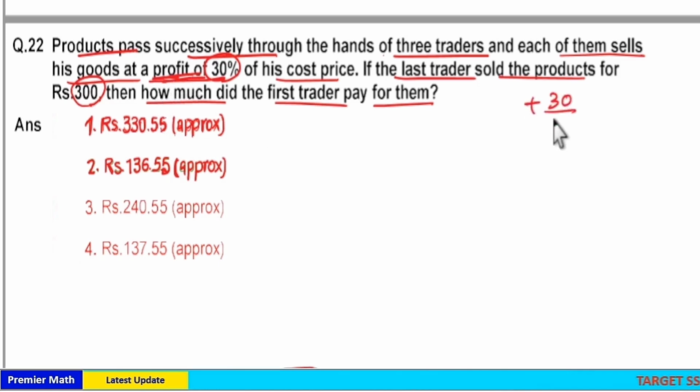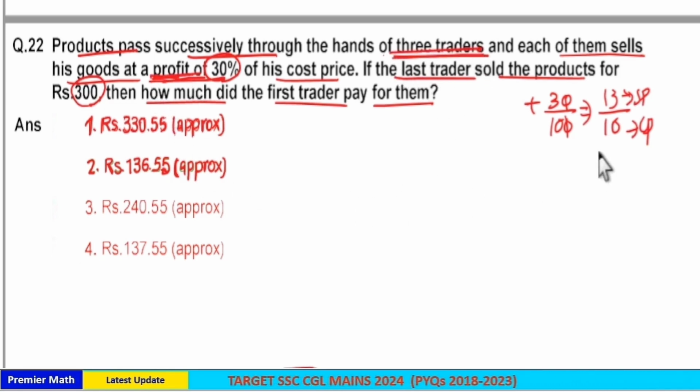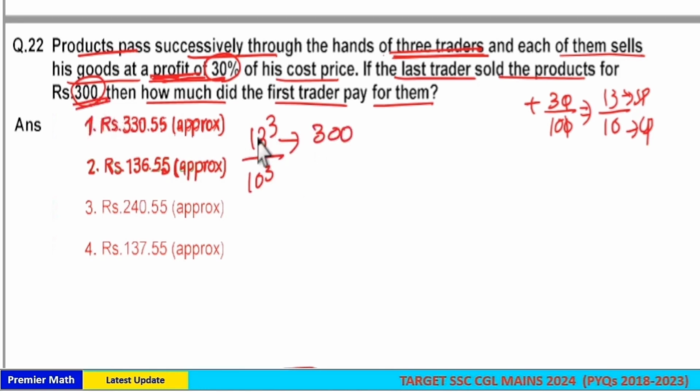Here profit is 30% means 3 part generated out of this 10 part. That is 10 plus 3, 13 and 10 is the sell price and cost price ratio. Now this product passed through 3 traders with the same profit. Now if you multiply this 13 by 10 three times, then you will get final sell price and initial cost price ratio. That is 13 cube by 10 cube is the final sell price and initial cost price ratio. So final sell price is 300. So 13 cube is 300. Then if you find what is 10 cube, that is your answer.